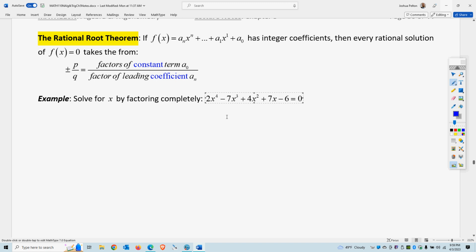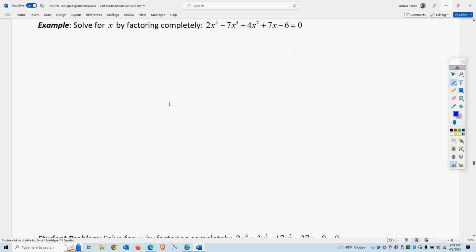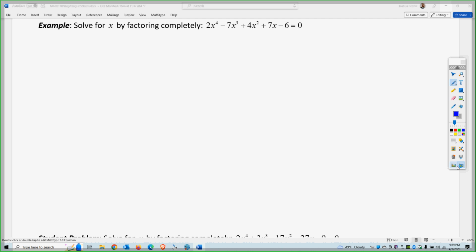That's taking too much time, so you need some kind of method to narrow down to a simpler, smaller list. That's what we're using here, P over Q. P is the factors of the constant, and Q is the factors of the leading coefficient. As long as it's in descending order in polynomial form, that'll give you the list of possible rational answers. If the answers are imaginary or irrational, you won't get them, but we're just working with the rational ones.